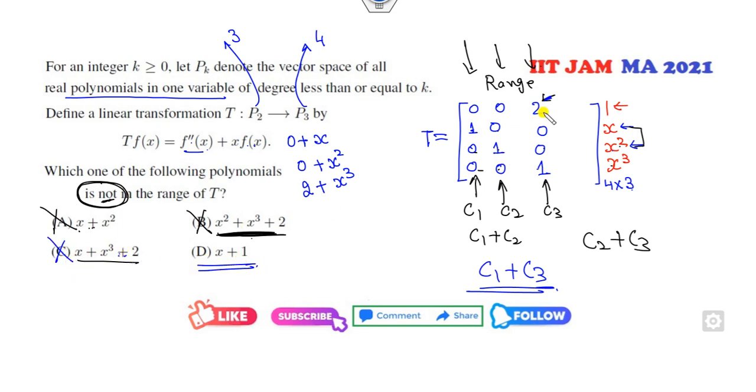Can you make x plus 1? No, because these are there. You are unable to add. If you add them, it's a 2. If I add C1 plus C2, you are unable to make it. So that's the right answer of this problem.